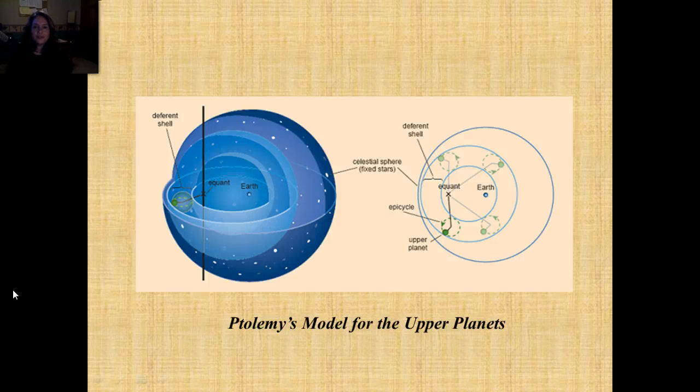So we referred to the Ptolemaic model earlier, and that was the model that's known as the geocentric model. And so let's investigate that more closely next. So Ptolemy's model was geocentric because Earth was at the center of that model.